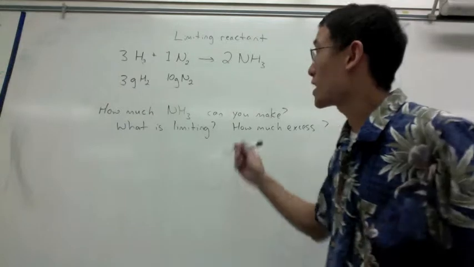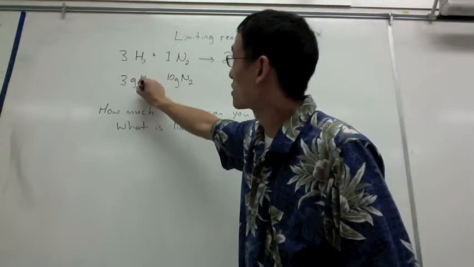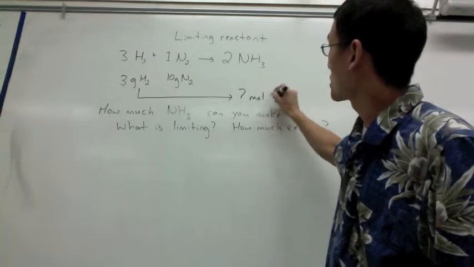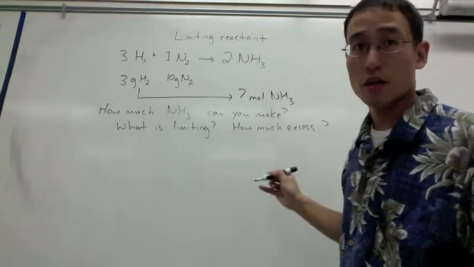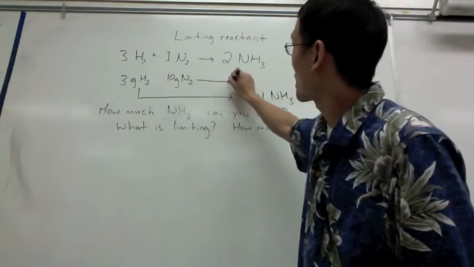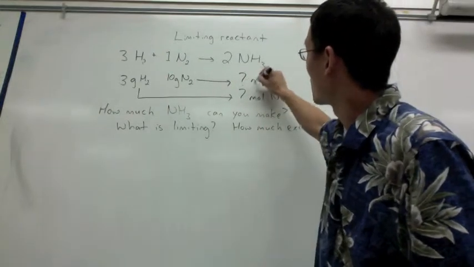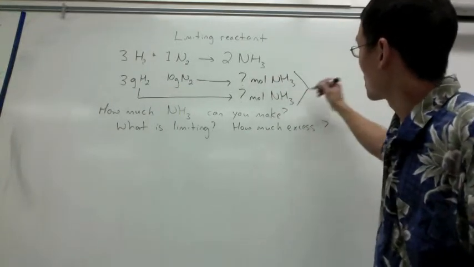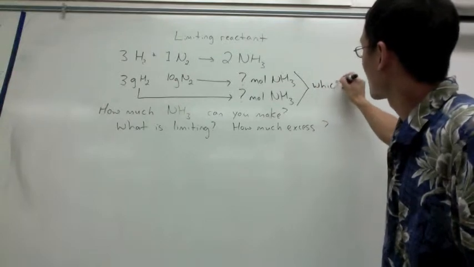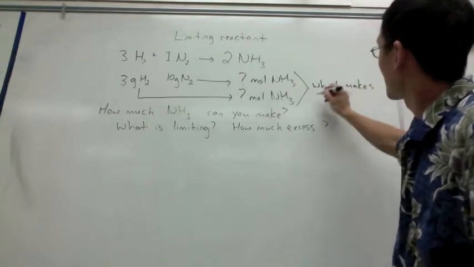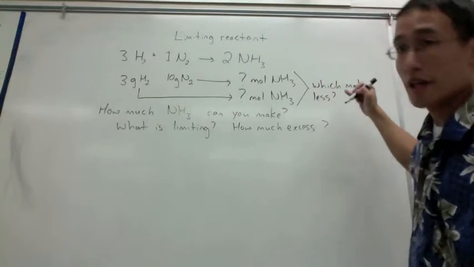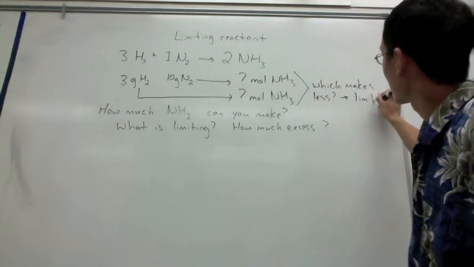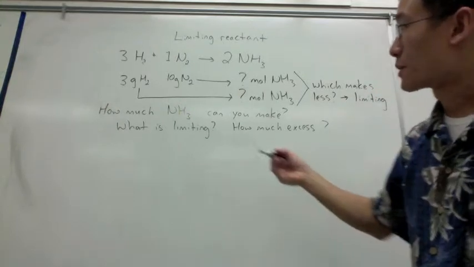And so therefore, the strategy is going to be, I'm going to take my moles of H2 and figure out how many moles of NH3 I can make. Do the same thing, I'm going to take my grams of nitrogen, determine how many moles of NH3 I can make, and from these two numbers, determine which makes less, and based off of which one makes less, that's going to give me my limiting reactant. So I'm going to go ahead and get started.